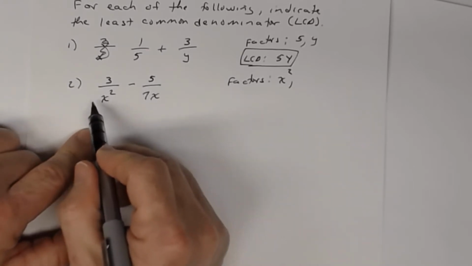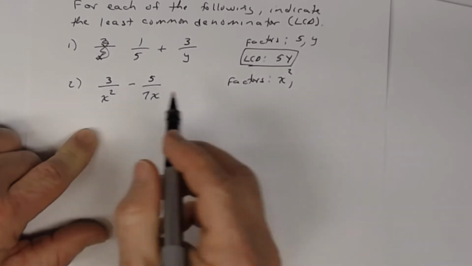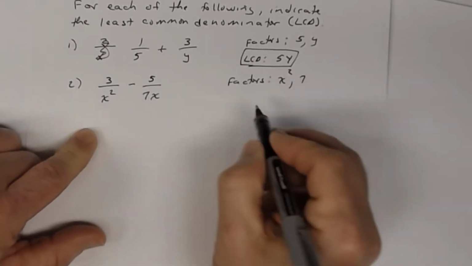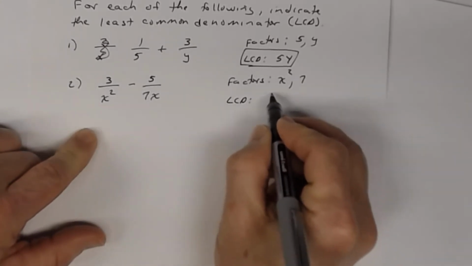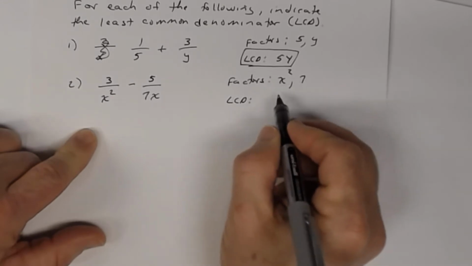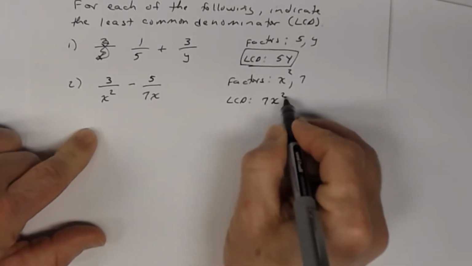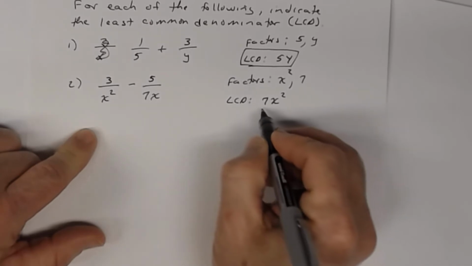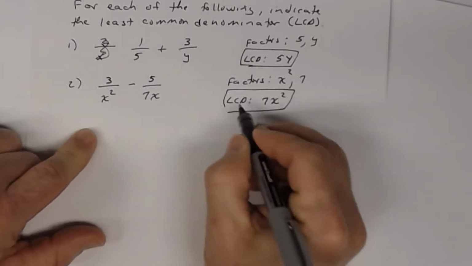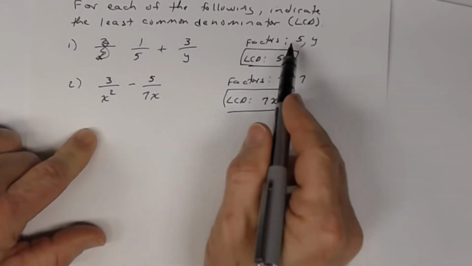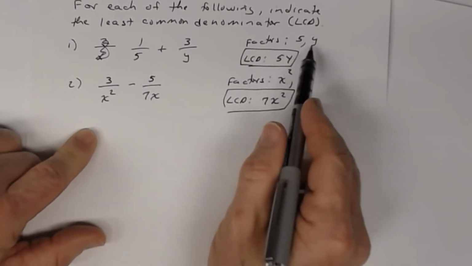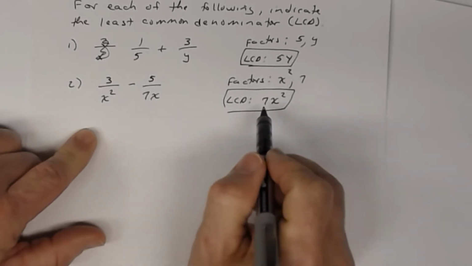Now this is a 1 right here, this is a 7, so the least common denominator of 1 and 7 is 7. And so therefore your least common denominator of x squared and 7 is going to be 7x squared. And always put the coefficient in front. So remember, the least common denominator is a product of these different factors that you see in the denominators. Okay, so that's your least common denominator.